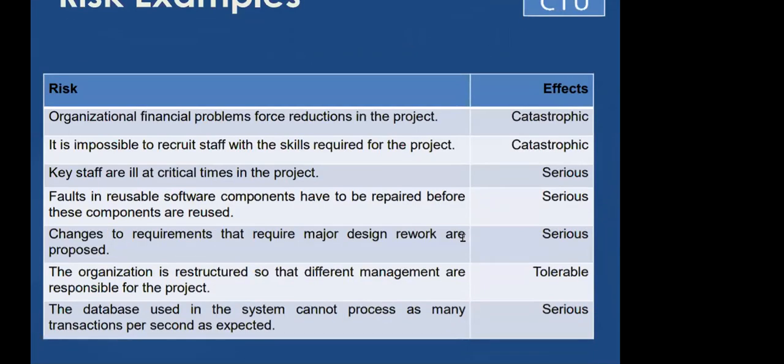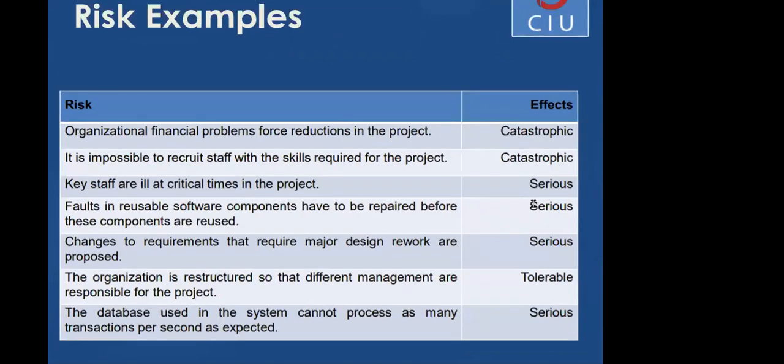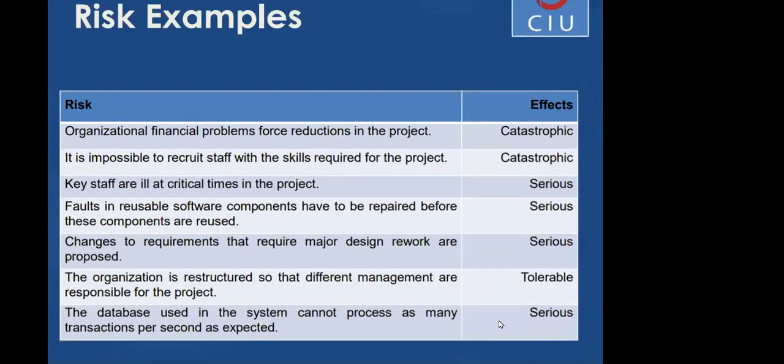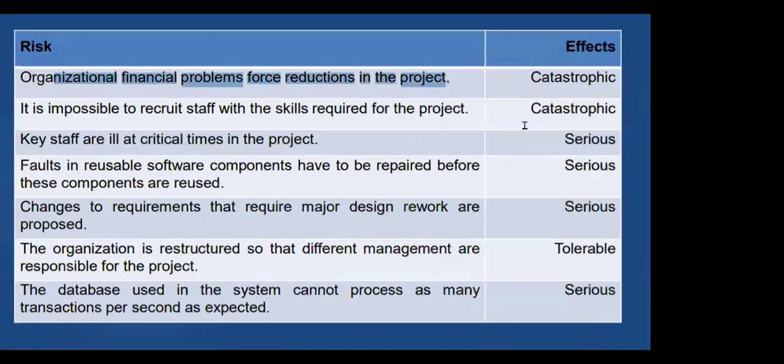So here's an example. How do you categorize catastrophic, serious, tolerable, and even insignificant? You can say in some circumstances, if the risk applies to more than one category, or all categories at once, such as the product itself, the business, and the project, its effect can be catastrophic. You can understand it from the way that the risk is worded.